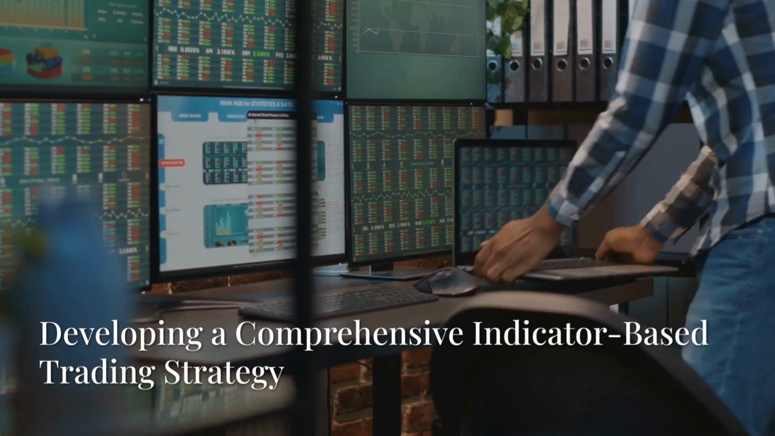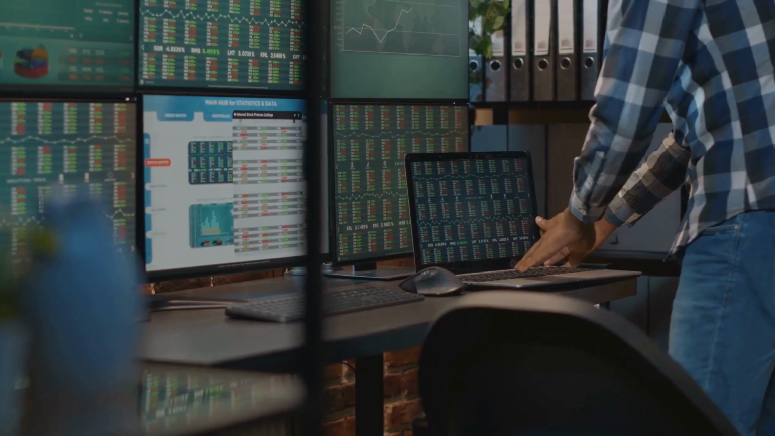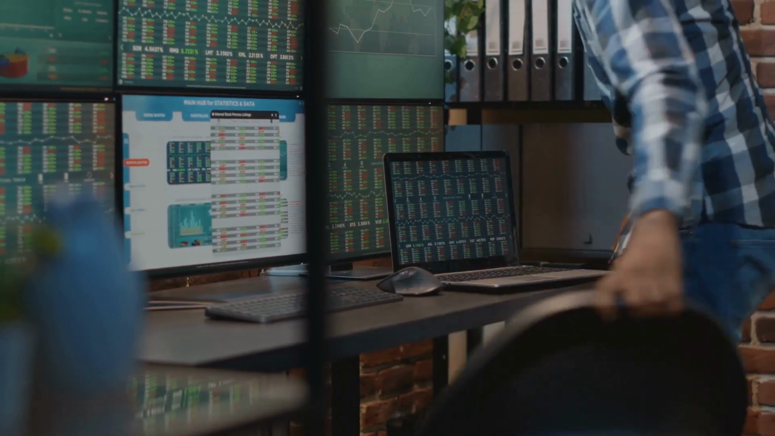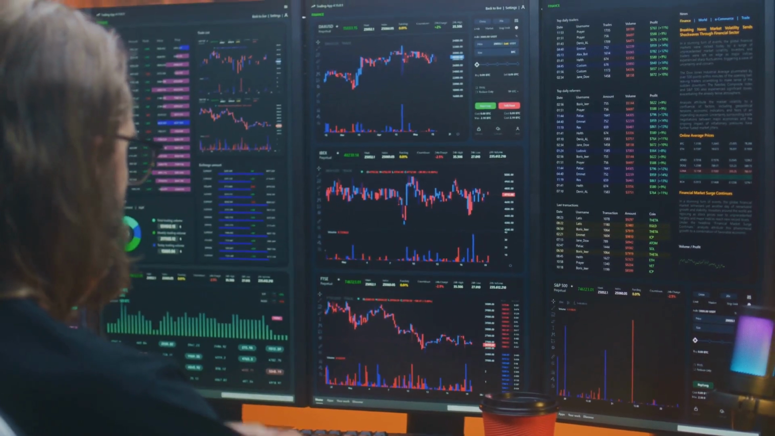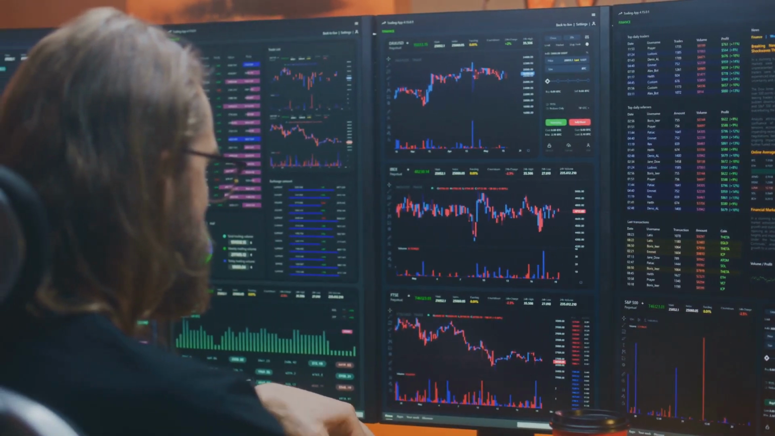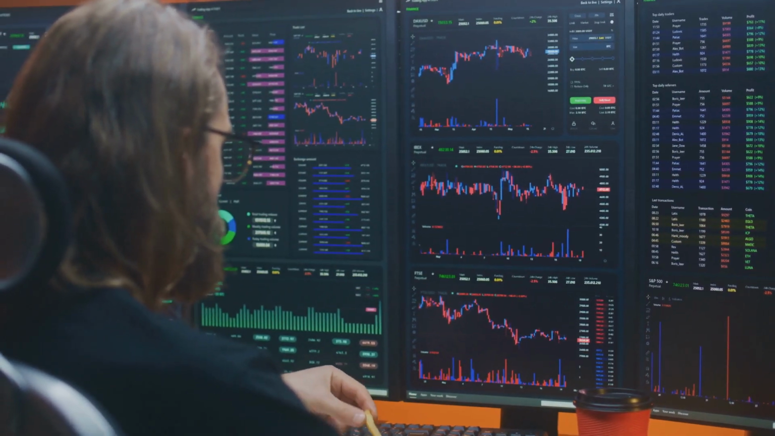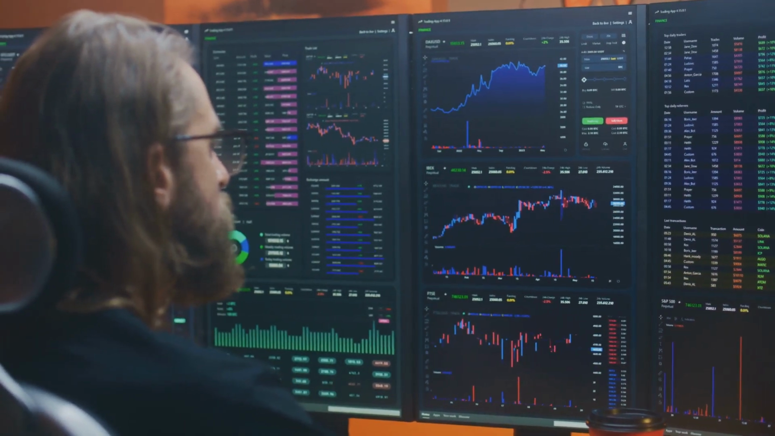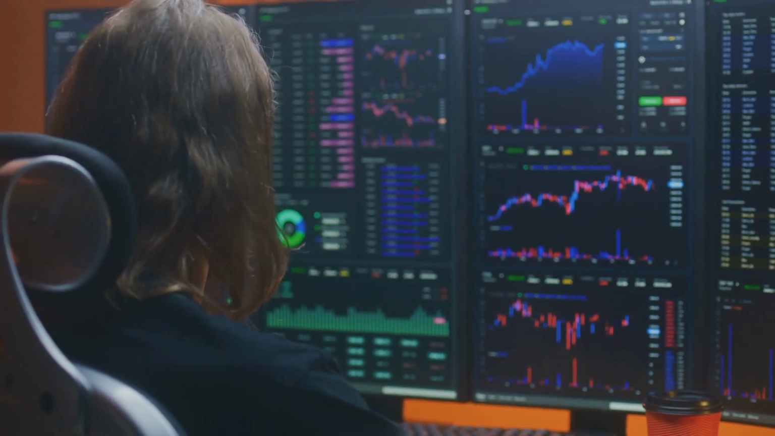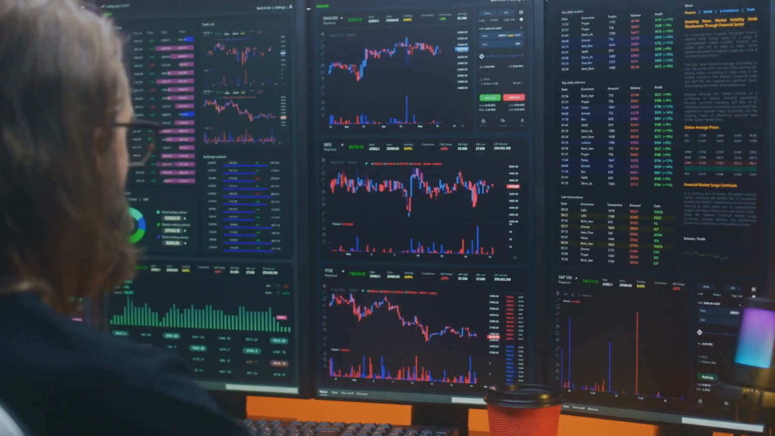Creating a reliable, comprehensive trading strategy using multiple indicators involves systematically combining various analytical tools to enhance signal accuracy, improve decision-making effectiveness, and optimize trading outcomes. Below is a structured approach for developing, backtesting, and validating indicator-based strategies effectively.